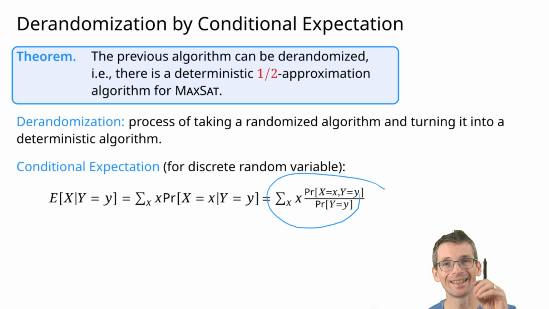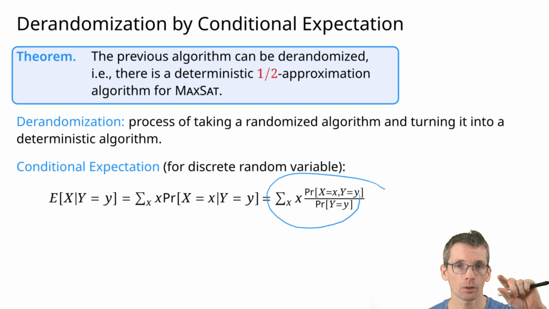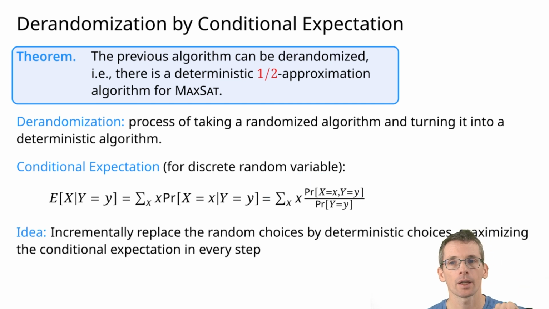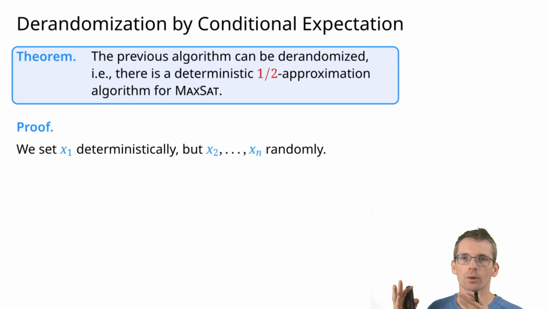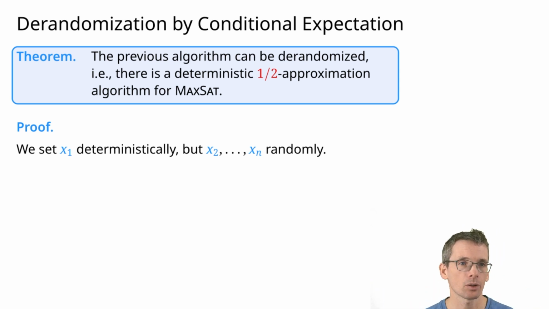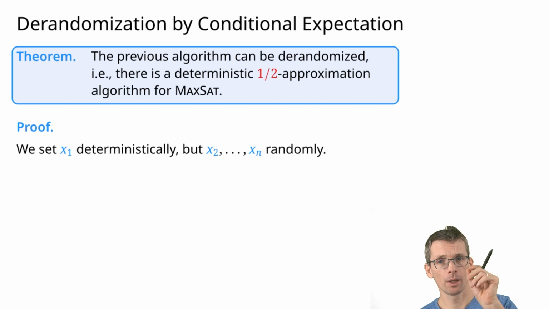And now the idea here is that we go through the variables one by one and set them in such a way as to maximize the conditional expectation. Let's take a look at that in detail. So let's prove this theorem. We're going to first set x1, and for now we keep x2 to xn random. Later we will also de-randomize those. But for now, let's focus on x1.